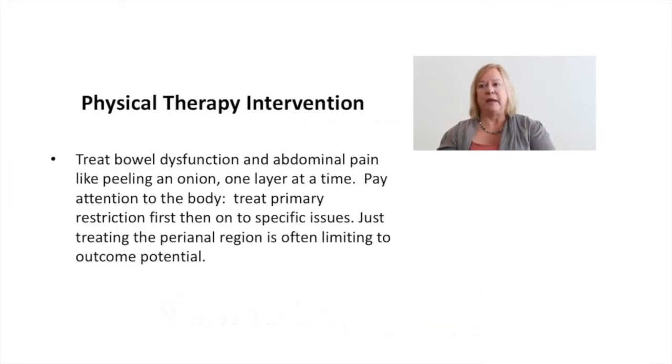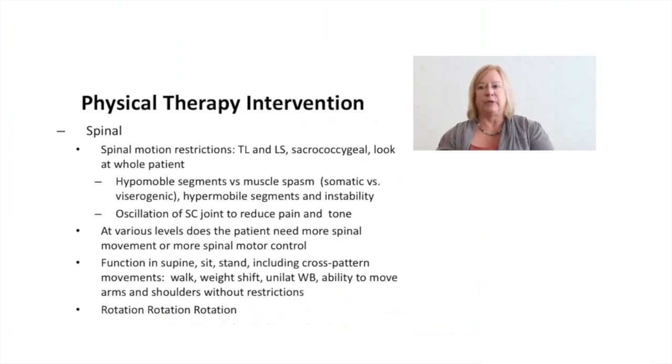So physical therapy intervention, we need to really treat bowel dysfunction and abdominal pain like peeling an onion, one layer at a time. We want to pay attention to the body, treat the primary motion restrictions first, and then move on to the specific issues. Just starting off very regionally in the perianal region is often going to be limiting to the outcome potential. As we look at intervention, we're going to talk about spinal.